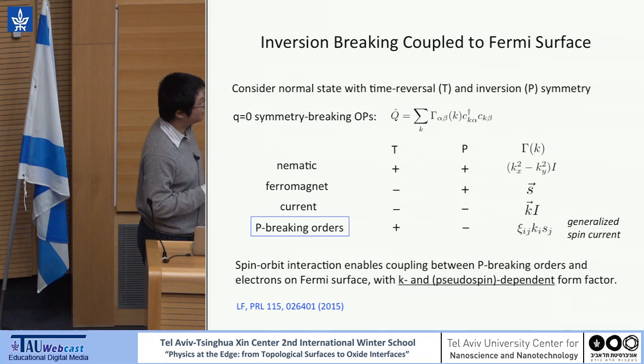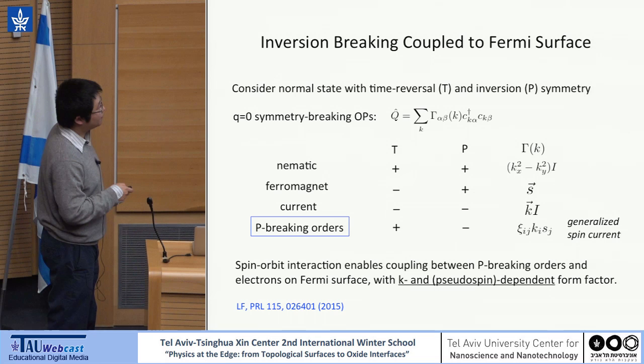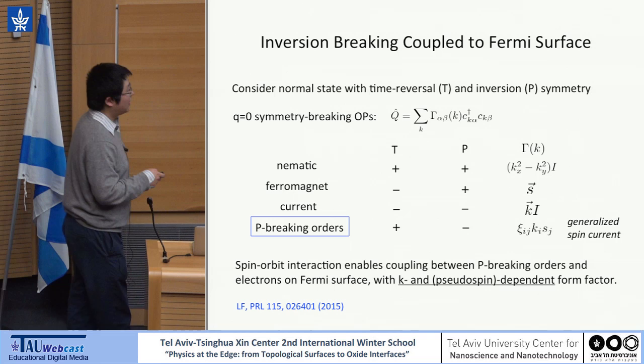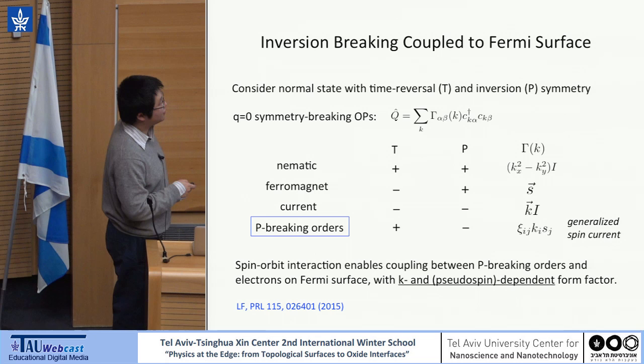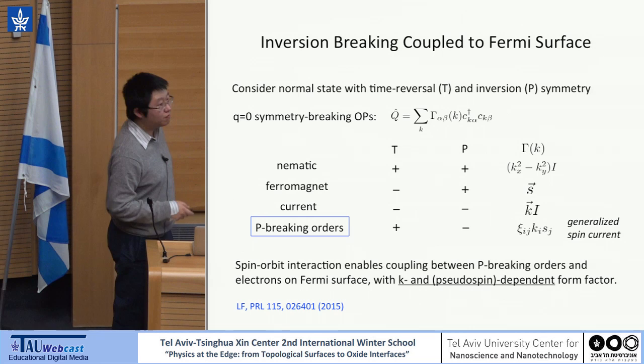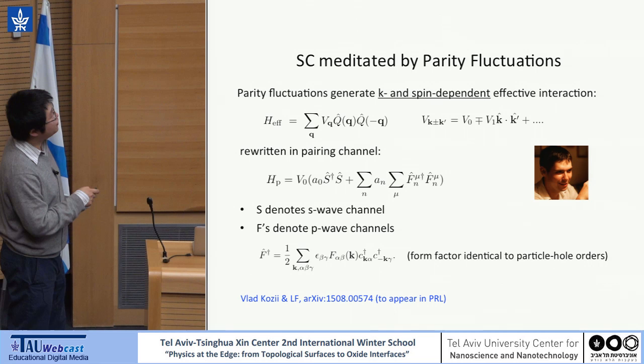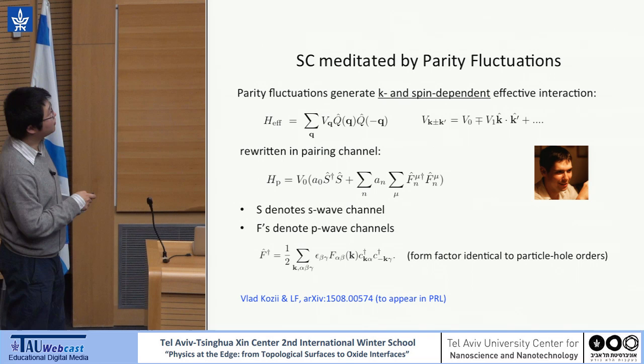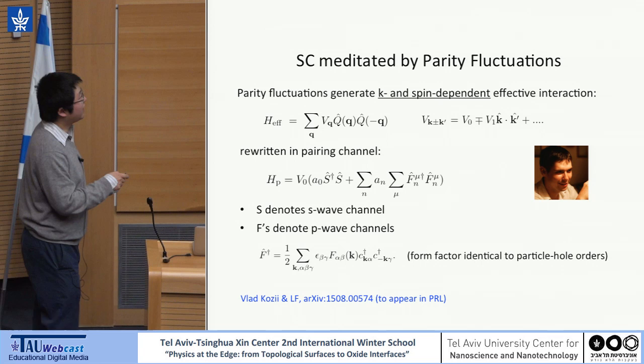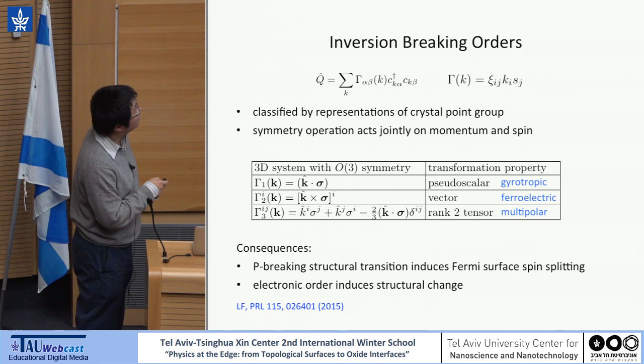And the spin orbit coupling is actually crucial here. It enables this coupling between the inversion breaking order parameter and electrons on the Fermi surface, with a K-linear momentum and pseudo spin dependent form factor. So if we take the fluctuation of the order parameter and integrate out the low-lying bosonic fluctuations, we derive an effective interaction for the electrons. And again, this involves these K-linear and spin-dependent form factors.